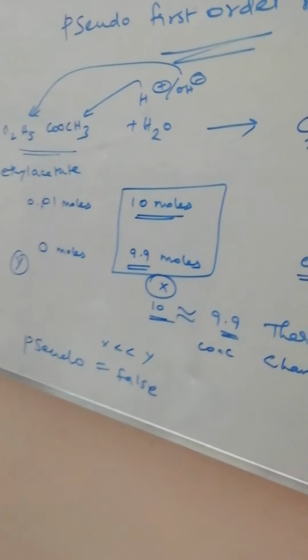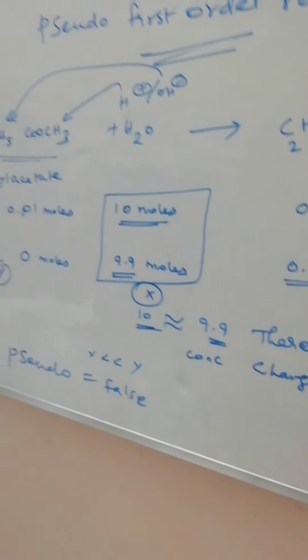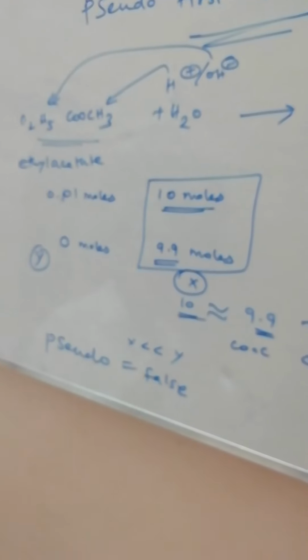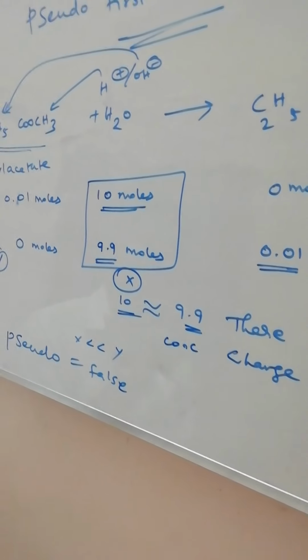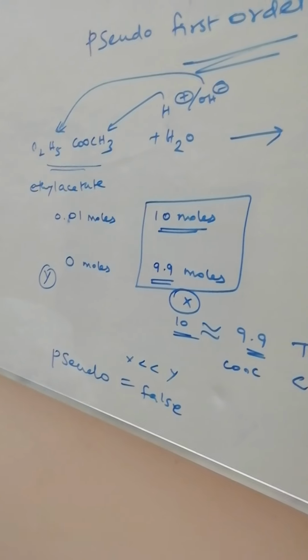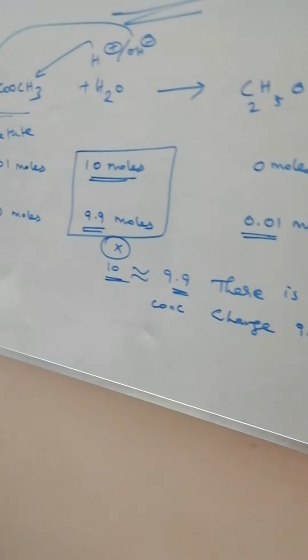So the rate of the reaction only depends upon the concentration of ethyl acetate, because it is fully consumed. Water is consumed too, but compared to its total moles, it is very little. That's the thing we have to remember. So this is called a pseudo first order reaction.